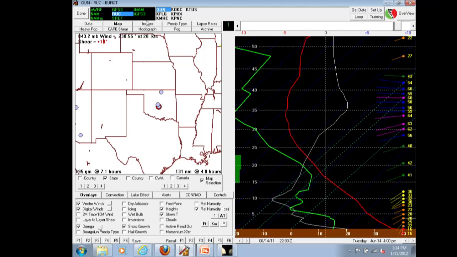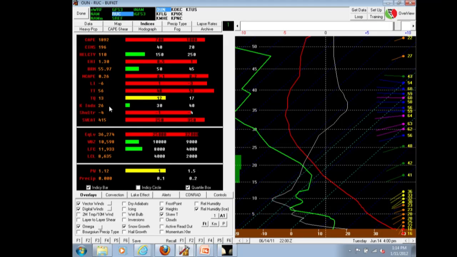And we'll start off with indices. So indices are rather interesting. We have CAPE and CIN, so we have like 1900 joules per kilogram of CAPE. It seems to be a lot of CIN there, which seems interesting. A lot of decent helicity, but not great, so it's green, not red. Okay, CAPE is red. EHI, it says 1.3. It's above 1, so it's painted as red. You know, so that's rather interesting.